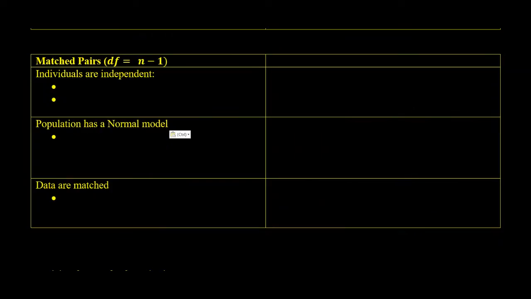What about when we have a matched pairs test? The degrees of freedom will be n-1. To show that individuals are independent, we want to check that it's either a SRS or a representative sample. We're talking about the difference between them. We want to verify that our sample size is less than 10% of the population. And to show that the population has a normal model, we check the nearly normal condition.